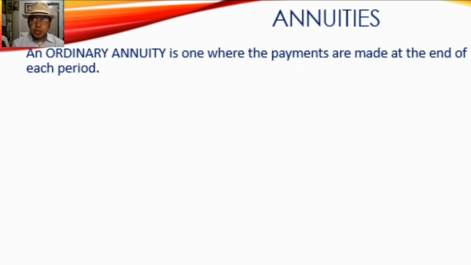Another term is the ordinary annuity. So what is meant by ordinary annuity? It is one where payments are made at the end of each period. Now, what do we mean by this? When we say ordinary annuity, let's try to put an example. You have a loan of 10,000 pesos and you will be paying 2,000 yearly. Okay, 2,000 yearly. So by the end of 5 years, you are done with your payments.